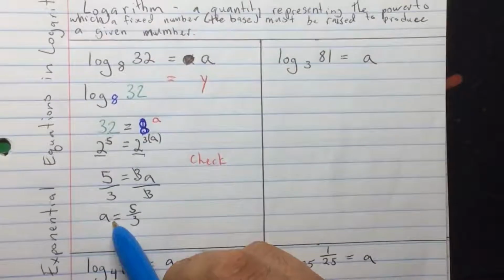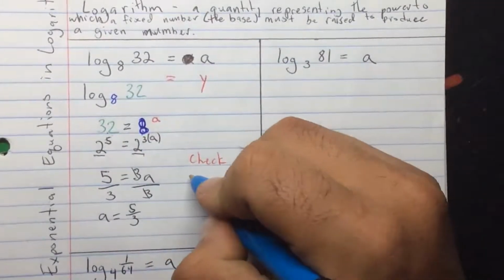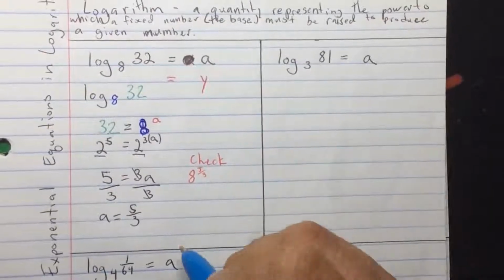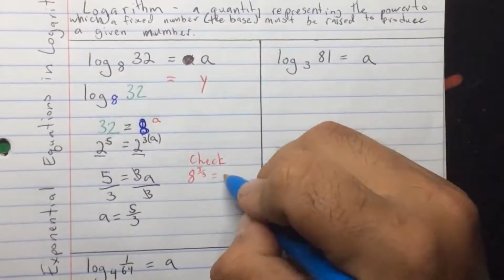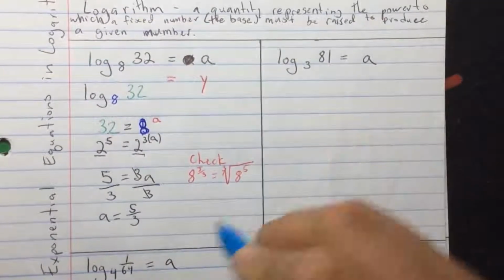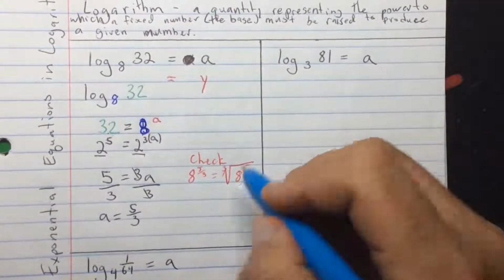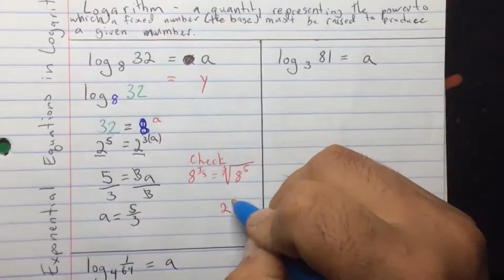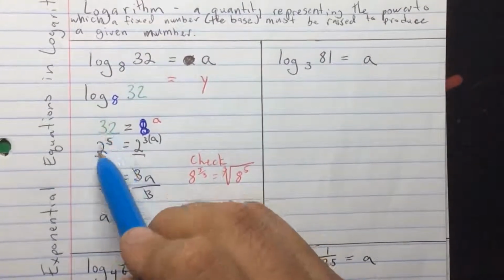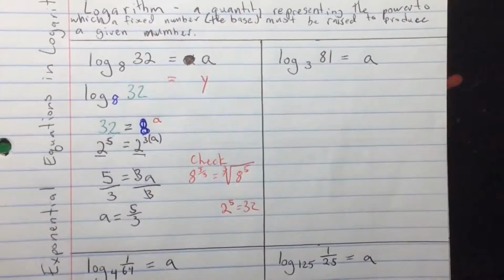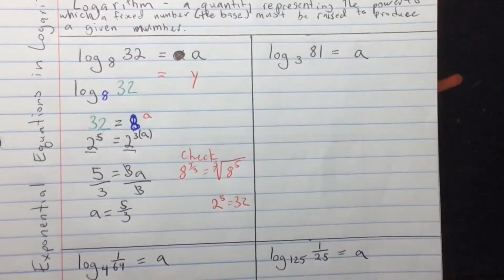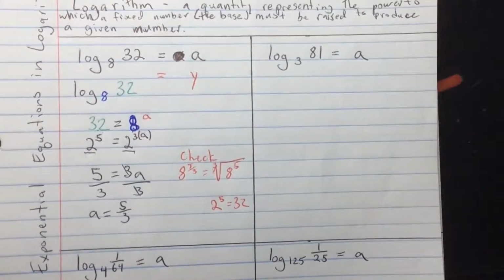But now let's do a little check. If we plug in our 8 here and raise it to the 5 over 3 power, if we remember, this is the cube root of 8 to the 5th power. Well, the cube root of 8 we know is 2, and 2 to the 5th power we know is 32, because we just went backwards here and found that. So we do indeed know this does work. All right, now let's go to this next one over here.